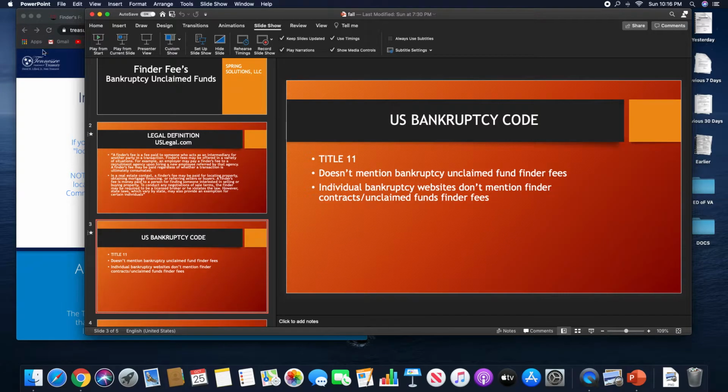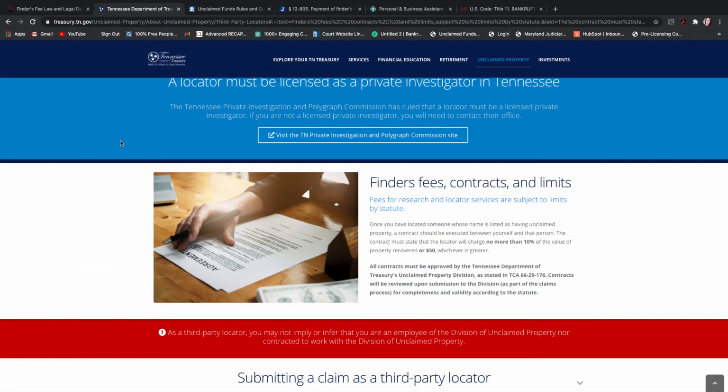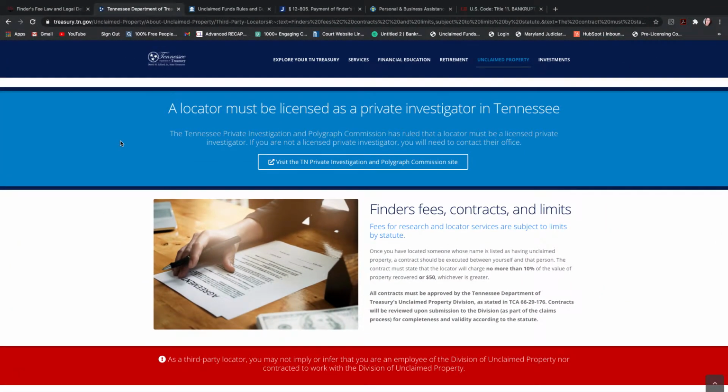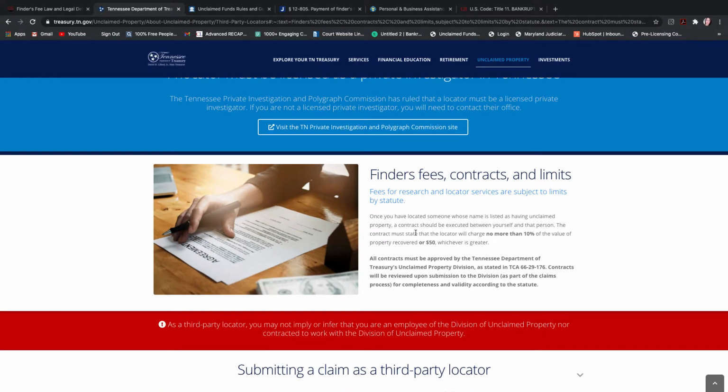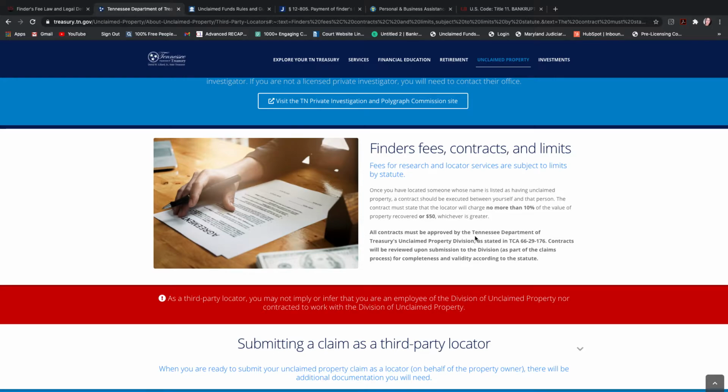And I'll give you an example. This is the state of Tennessee, for example. When I typed in finder fees Tennessee, it pulled up the Treasury Department in Tennessee. And right here in big blue and white, it says a locator must be licensed as a private investigator in Tennessee. And it gives you right here the private investigation and polygraph commission site, because they want you to make sure that you sign up for this if you're going to be working in this state. It also goes on to talk about the fees that you can charge: 10% of the value of property recovered, or 50%, whichever is greater. And then it also says all contracts must be approved by the Tennessee Department of Treasury Unclaimed Property Division. So they're super specific in the state of Tennessee.